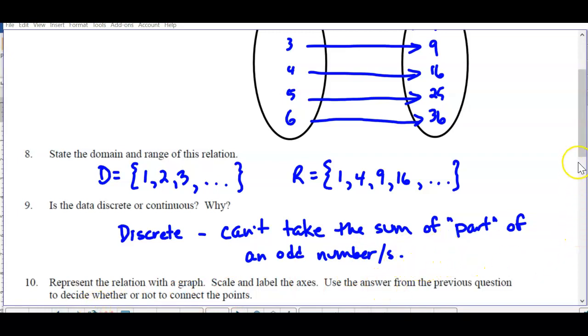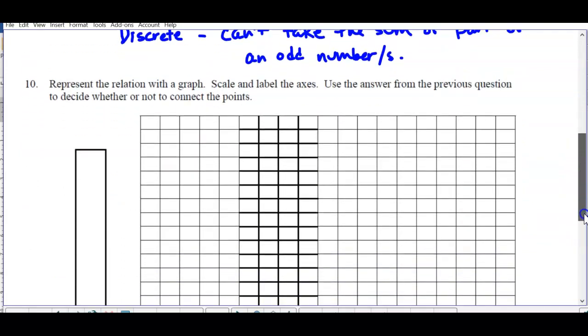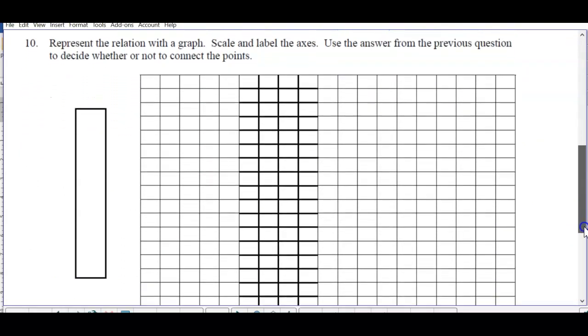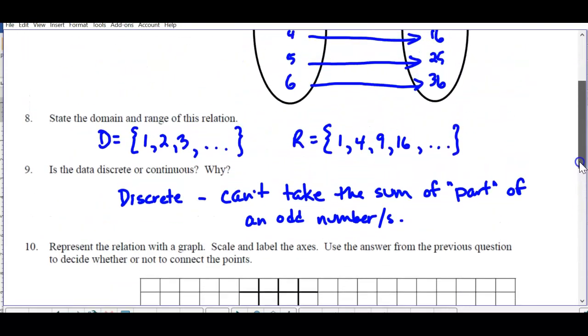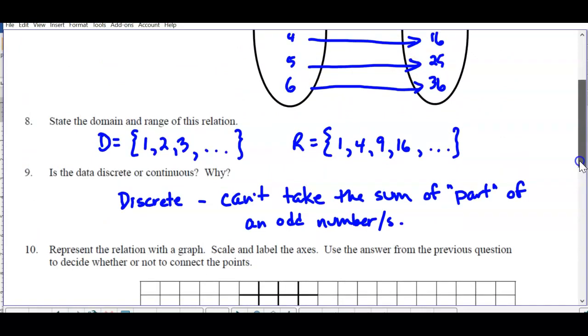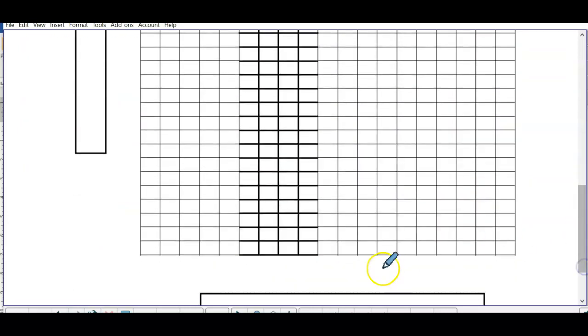Represent the relation with a graph, scale, and label the axes. Use the answer from the previous question to decide whether or not to connect the points. So notice how no scale is given. We really only went up to 6 for n, but you can keep on going, and then 36. So here, maybe because it's such a big scale, you might want to go up by every 2 grids by 1, so every second one labeled, and you can keep on going.